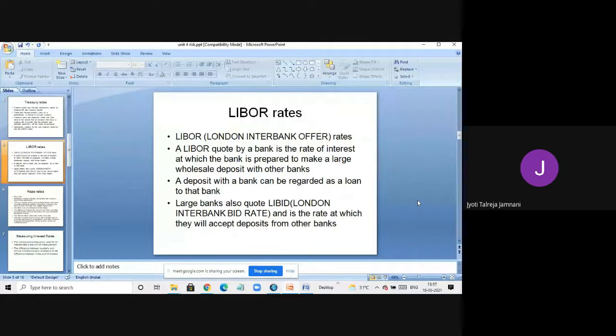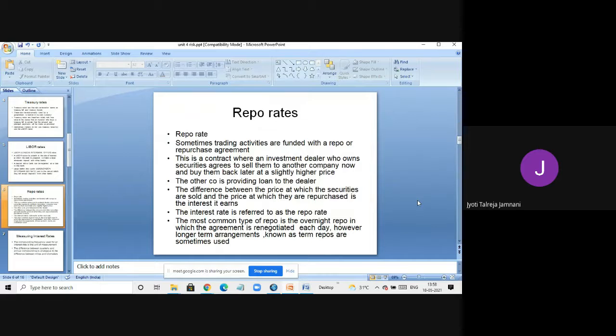Whereas the LIBOR rate is the rate at which one bank deposits a huge amount with another bank, or you can say one bank is giving a loan to other banks. So that rate is the LIBOR rate. This rate is risky, and it keeps changing on the demand for the loan. How much the other bank wants, how much this bank is ready to give, depending on demand and supply. This rate keeps on changing. The next is the repo rate.